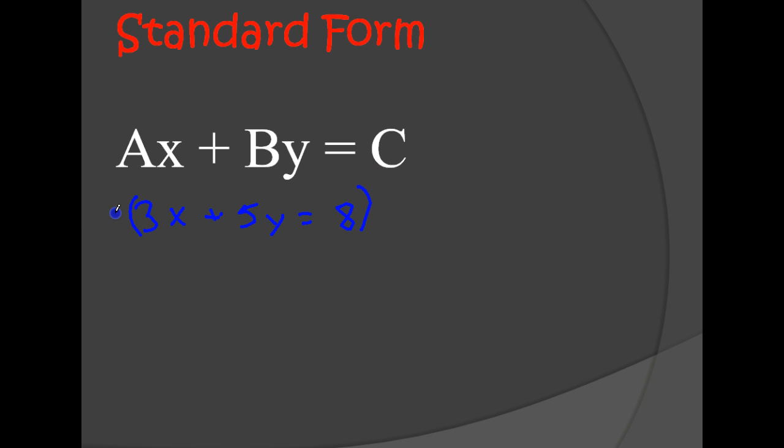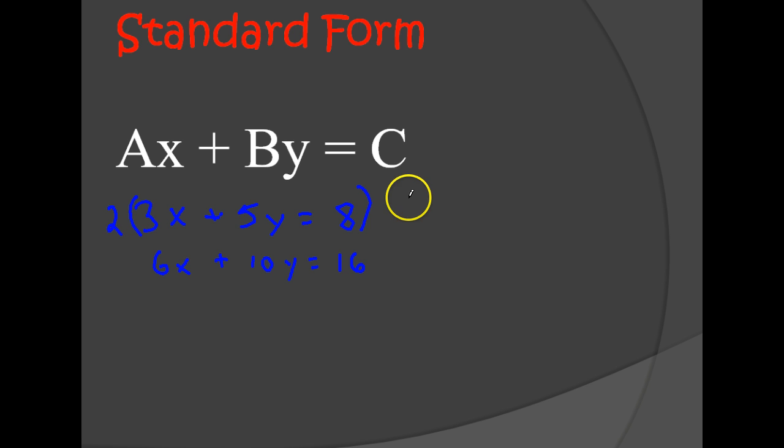So let's say I multiply everything by 2. 2 times 3x is 6x, plus 2 times 5y is 10y, equals 2 times 8 is 16. Now I have another equation in standard form. It looks different than this one, but since I multiplied everything by the same factor, these two are equal. And I can just keep going on and on. I can multiply by 3, I can multiply by 4.